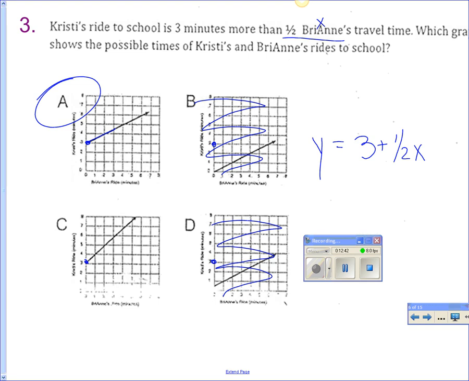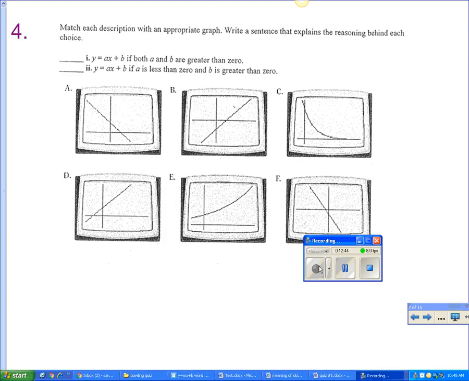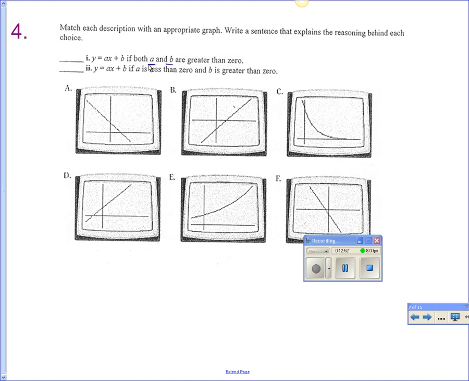This next one, match each description. All right. So this one we're just going to talk about as a class. Y equals ax plus b. A and B are both greater than 0. What does that mean, to be greater than 0? What's another way to say that? Someone said it. Who? So it's positive? Zach said it? Good. Greater than 0, write this on your paper, please, means that they are positive. A and B are positive.